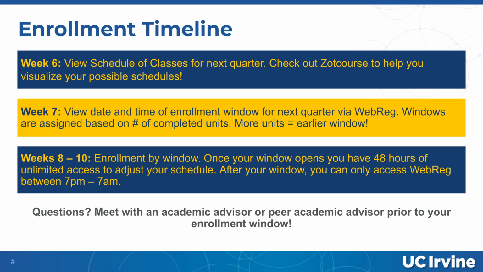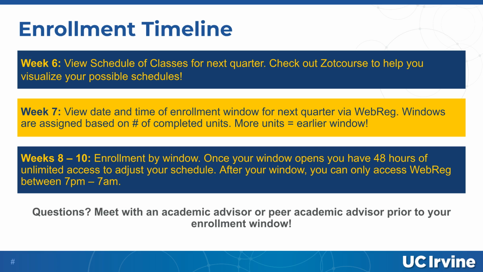To begin, we will walk through the enrollment timeline. UCI operates on a 10-week quarter system, with 10 weeks of academic instruction and 1 week of finals. In week 6 of each quarter, the schedule of classes for the upcoming quarter will be released, allowing you to view the courses being offered. You may use ZocCourse, an online scheduling tool, to help visualize and plan your potential schedules.